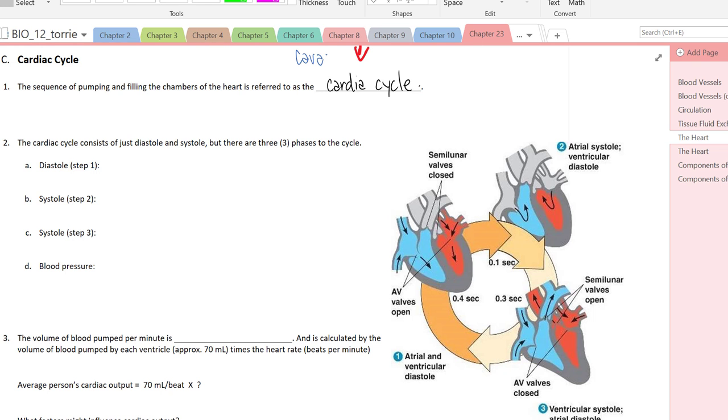So if we think about these different steps of the cardiac cycle, and you just think about your heart beating, right? So heart muscle has to contract, and that's going to push blood in particular directions. And then of course it has to relax in order for the chambers to fill up with blood. And so the action of contraction, this is what we refer to as systole.